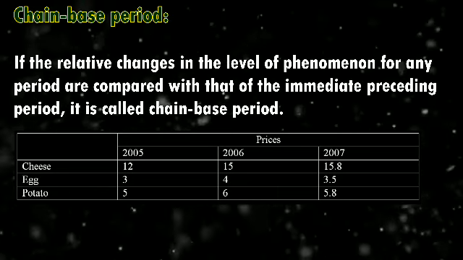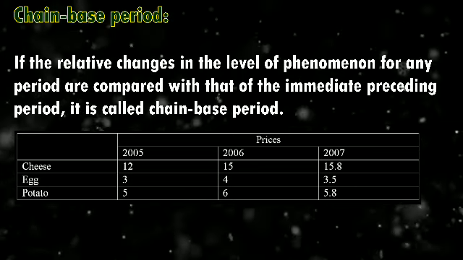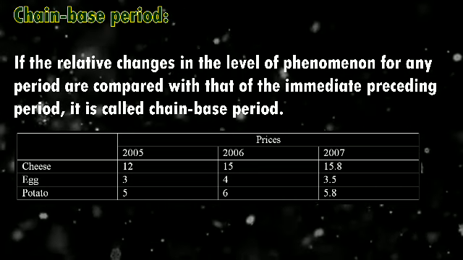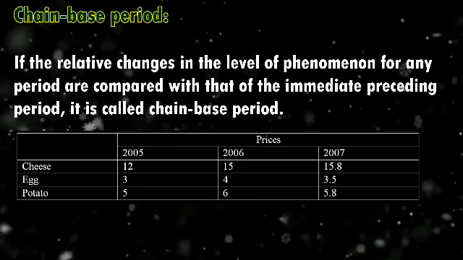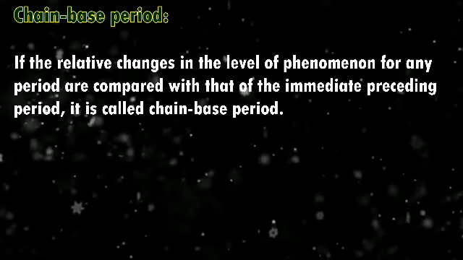So when the comparison is made between 2005 and 6, 2005 will be the base year. When the comparison is made between 2006 and 7, 2006 will be the base year, and the chain continues. That's why this is called chain base period.